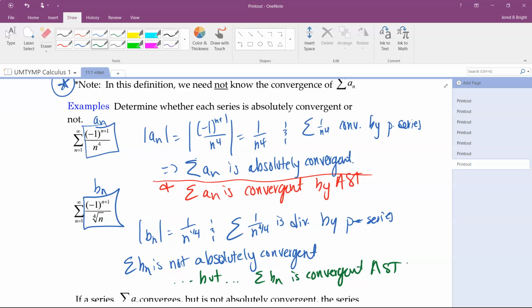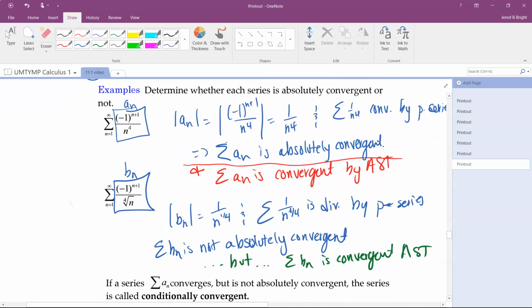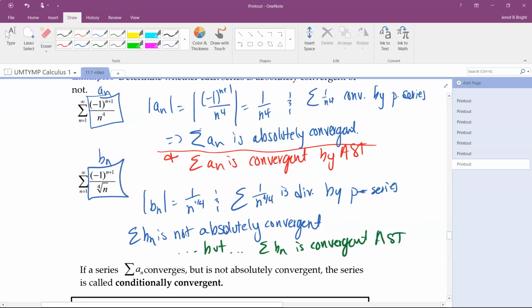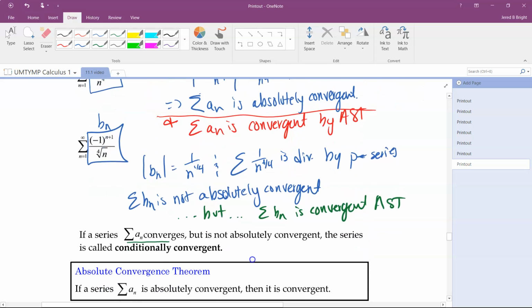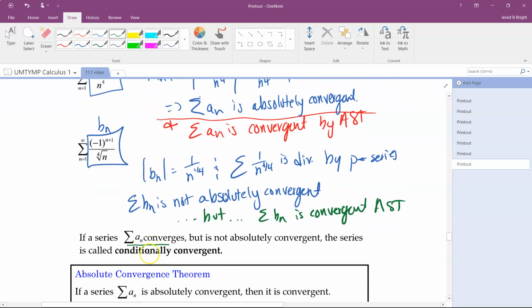It can be absolutely convergent on its own as well. Does that necessarily imply that it is convergent? Well, we'll get to that in just a moment. This last series that we dealt with, the b_n, is an example of a series that we would call conditionally convergent, because the series converges without absolute values, but it is not absolutely convergent.